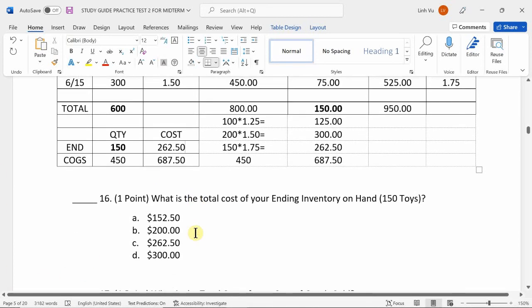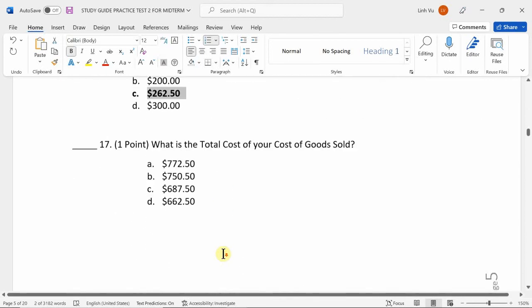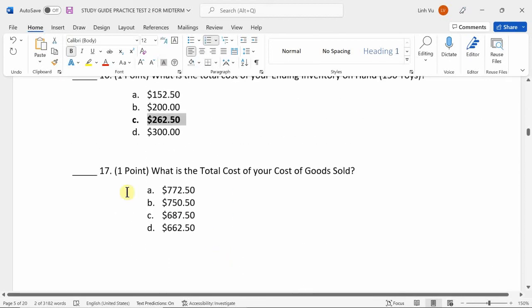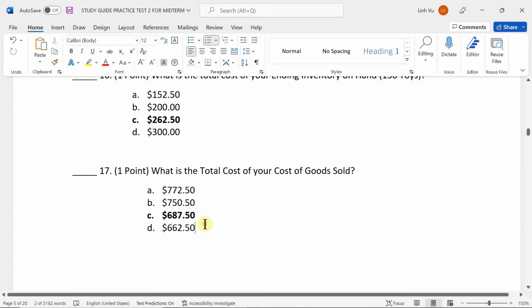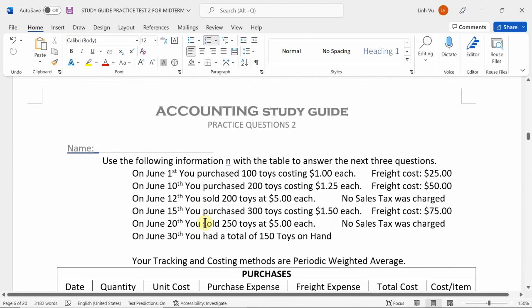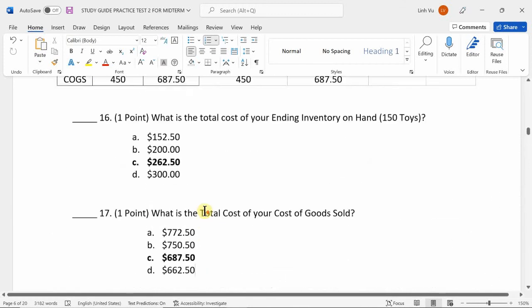Okay. So what is the total cost of your ending inventory on hand? 150 units gave you $262.50. And then here, what is the total cost of your cost of goods sold? It gave you $687.50. Okay. So the last one we have here is weighted average, same exact one. So again, I'll save you some more time here and just copy the information from the table.